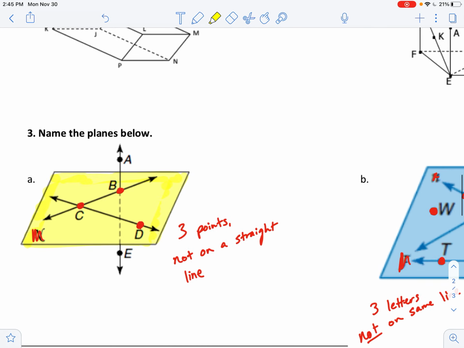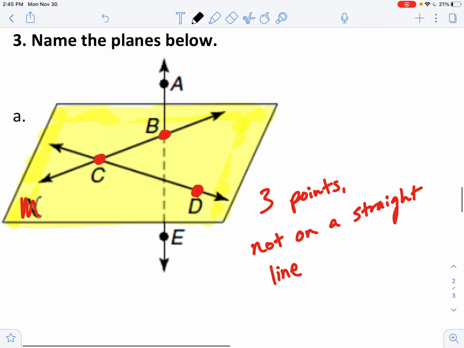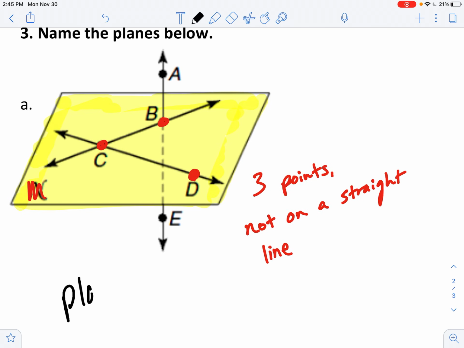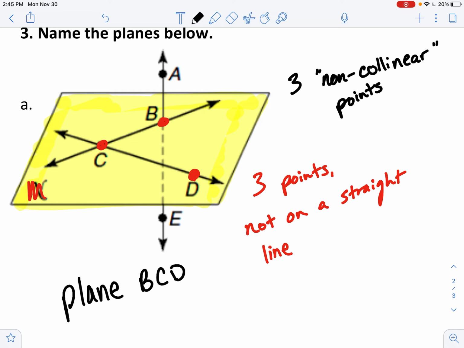Let's look at a slightly different example. Here's my plane in yellow. I highlighted it. And I want to name this plane with 3 points that are not on a straight line, or 3 non-collinear is our fancy word, points. Non-collinear just means not on the same line. So 3 points not on a straight line. And I've got 3 of them highlighted there. I could say B, C, D, or I could name this plane D, C, B, or I could name it D, B, C. I could name it any combination of those 3 letters because those points are not on a straight line. They're on the plane, but they're not forming a straight line.